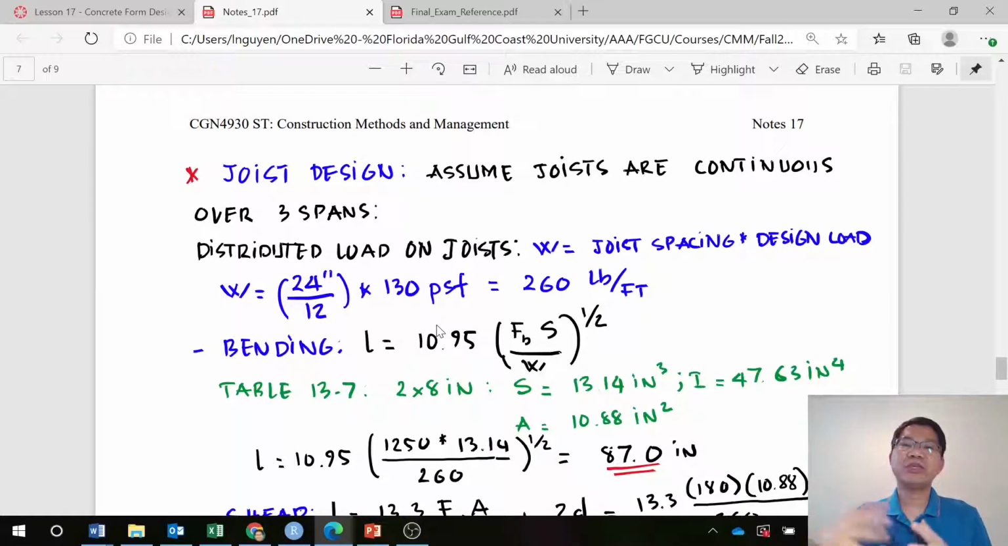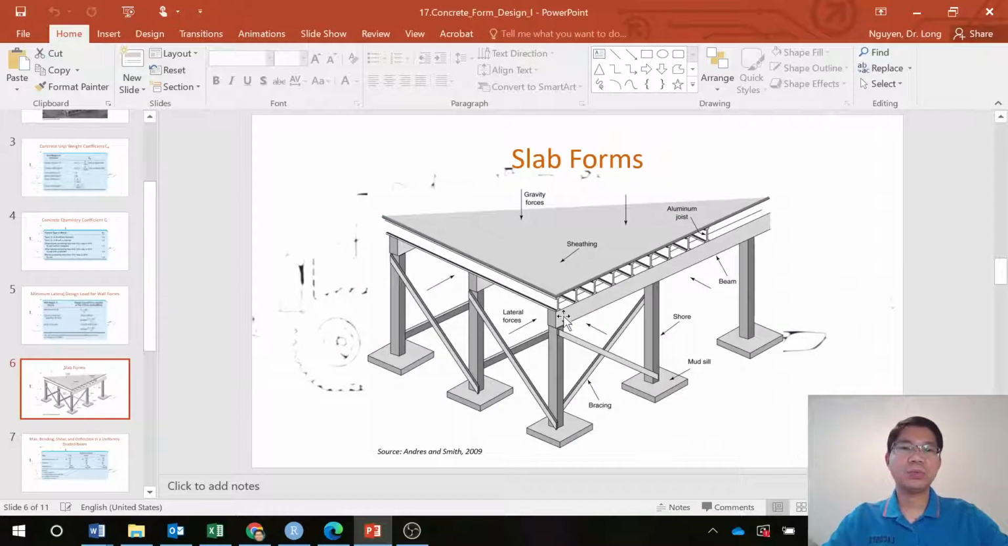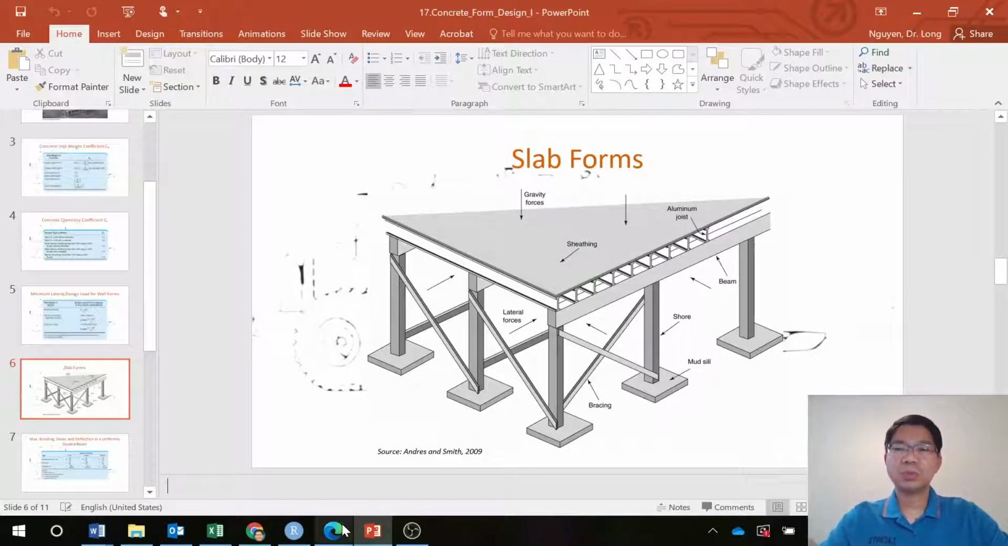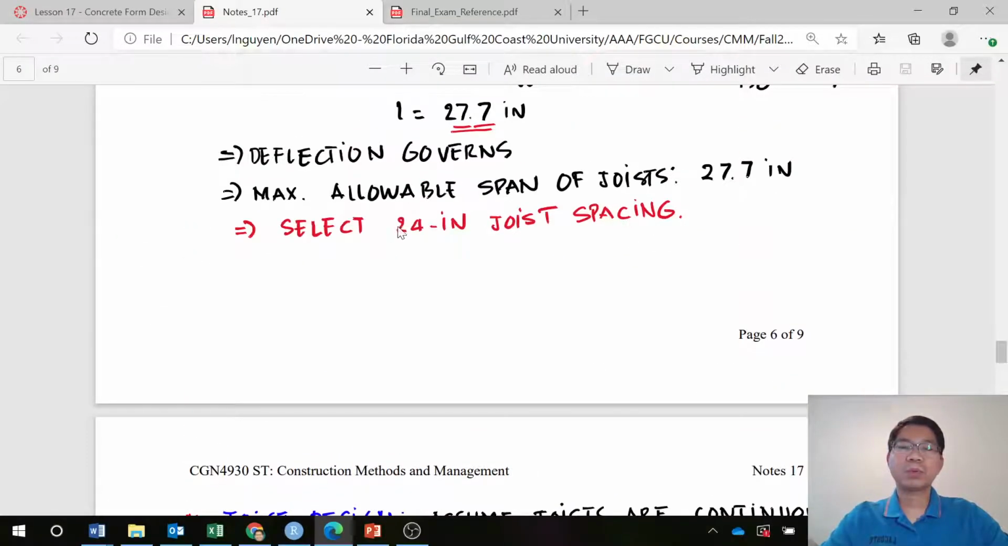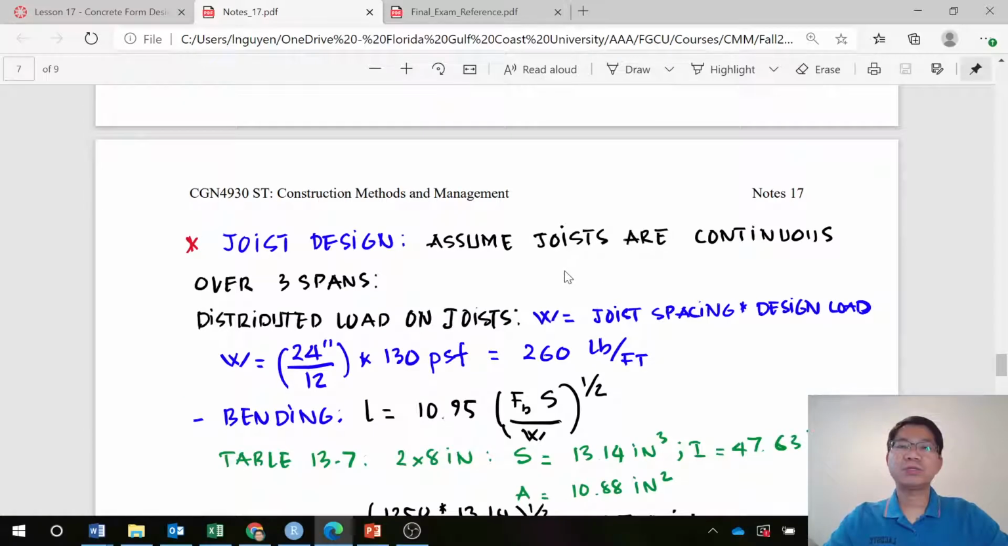Next, after the sheathing design, you design for the joists. What is that about? If you go back to this slide, you will see the joists in this one. In the previous sheathing design, we determined the space between the joists, and we selected 24 inches joist spacing, so between the joists you have 24 inches. Now go to the joist design.